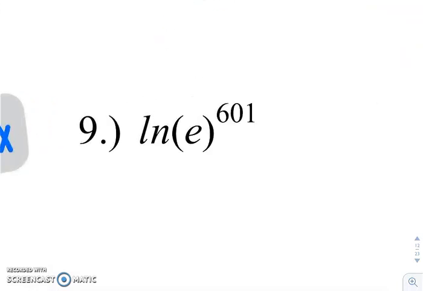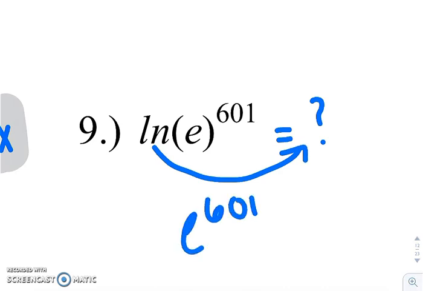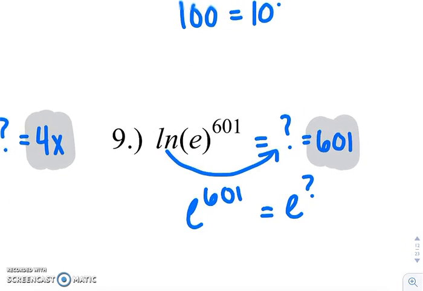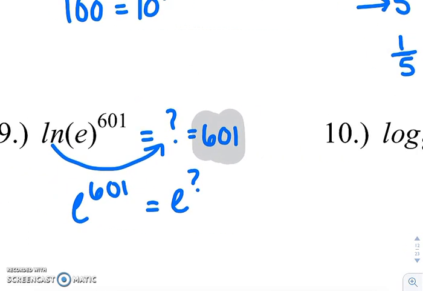We said logarithm base e and natural log are inverses of one another. So same thing, these cancel each other out. But if you were to rewrite, natural log is a logarithm base e. So we have e to the 601 on the left, and this would become e to what power? It has to be that number for them to be equal. Natural logarithm and logarithm base e cancel out, they are inverses of each other.